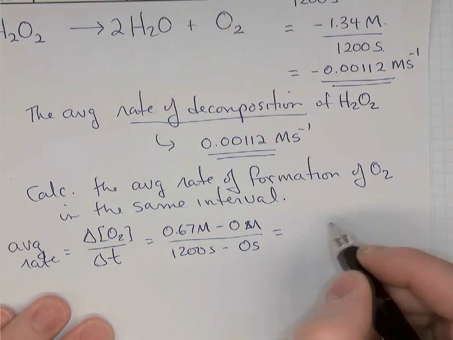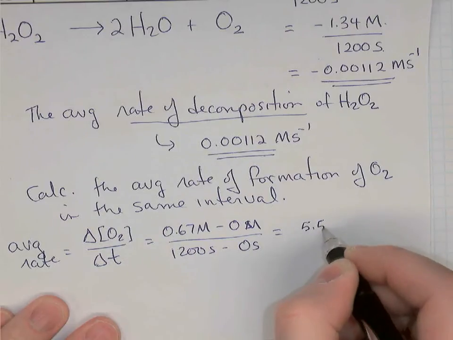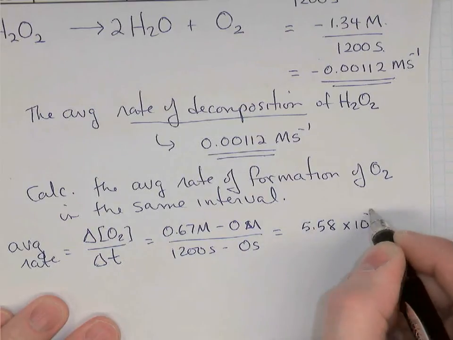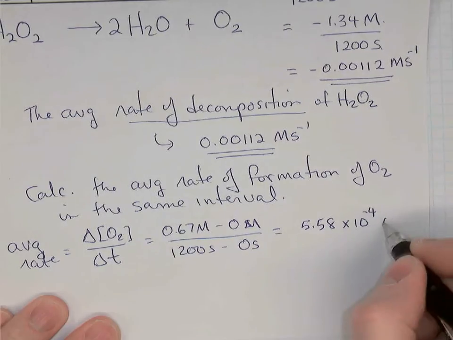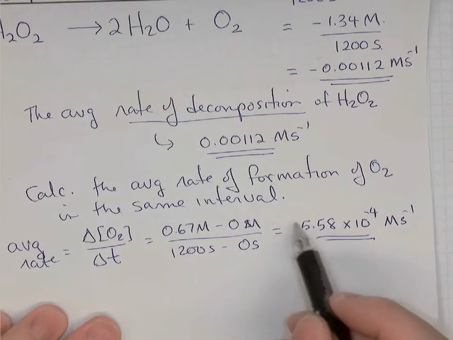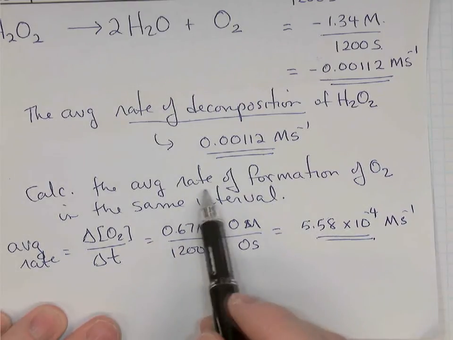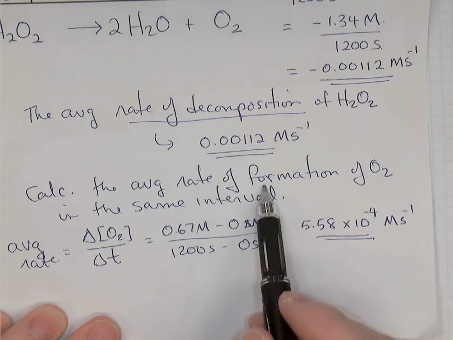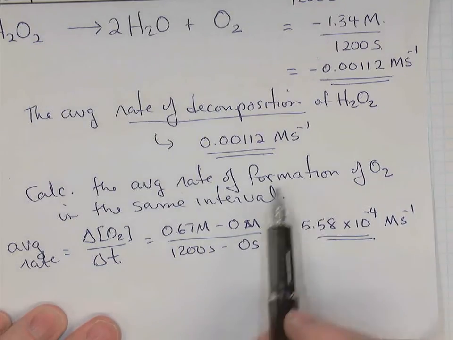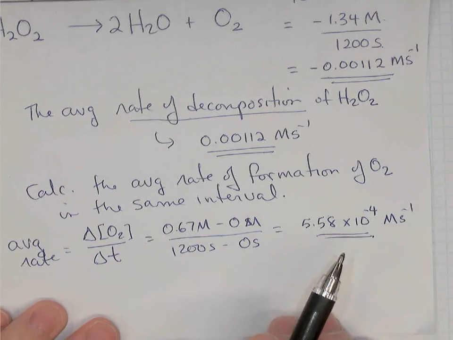That gives me an average rate of 5.58 times 10 to the minus 4, and that's again molarity per second. Notice that it's a positive quantity because the oxygen was being produced. Also because I said in the statement the average rate of formation. So the word formation implies that the concentration is increasing. Therefore, I don't need to include a positive or negative sign in the rate. It'll just be positive like this.